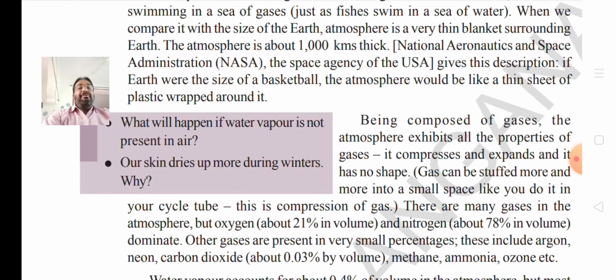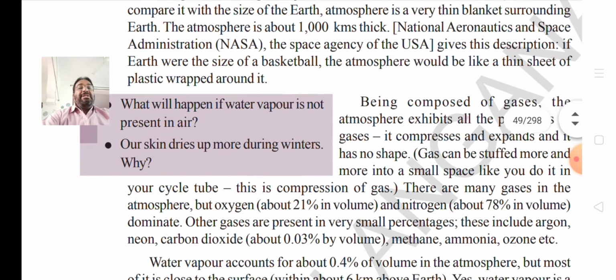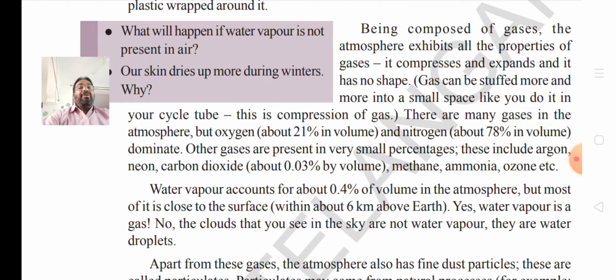Being composed of gases, the atmosphere exhibits all properties of gases. It compresses, it expands, and it has no shape. So gas can be stuffed more and more into a small space, like you do in your cycle tube. This is called compression of gas. So I think you understood. As we use an air pump to fill the cycle tube or a motorcycle tire, in the same way the gas can be compressed.